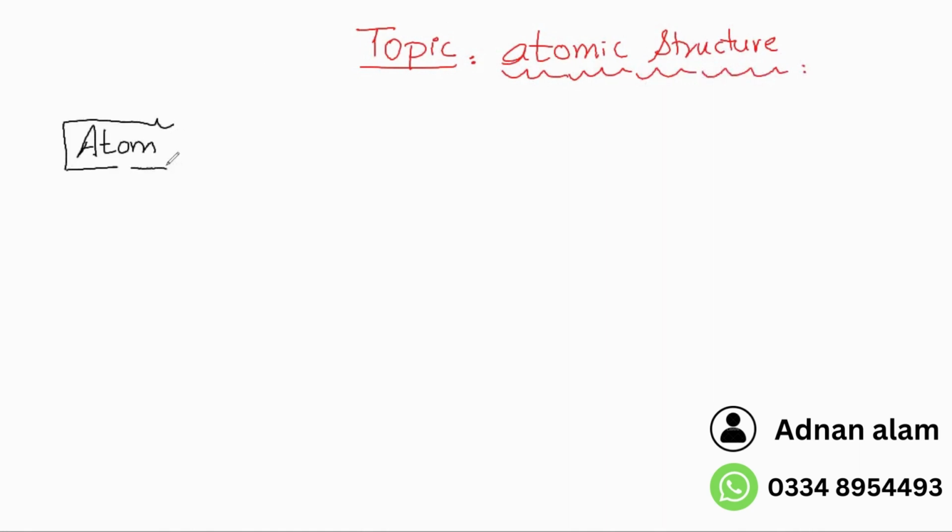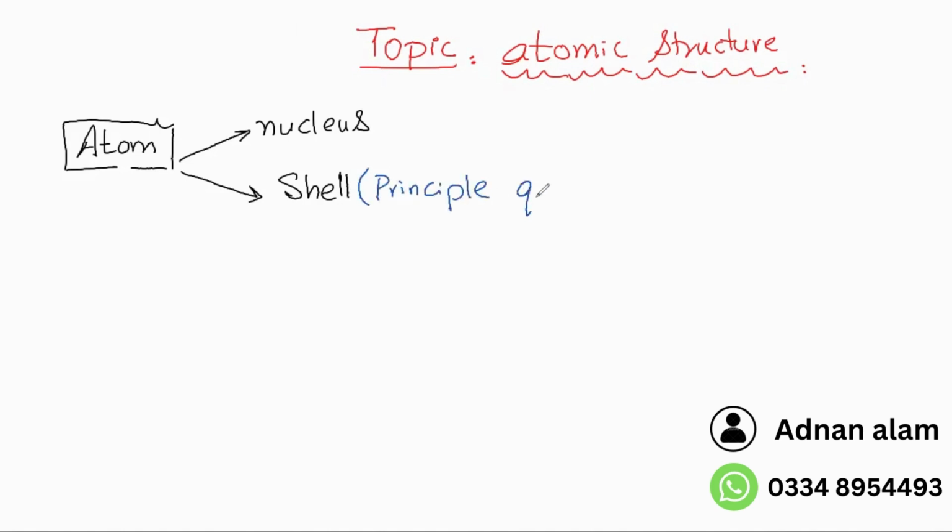Every atom can be classified like this. An atom has a nucleus, which contains protons and neutrons, and then shells are present in the atom. And in shells, electrons are present. Now in A levels, these shells will be named as principal quantum number. This term, principal quantum number, will be used for shells.